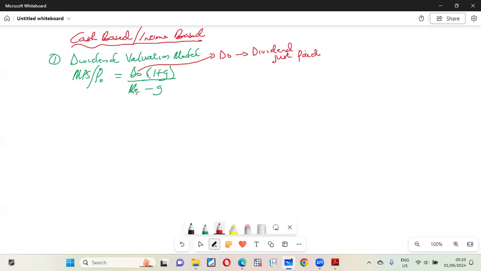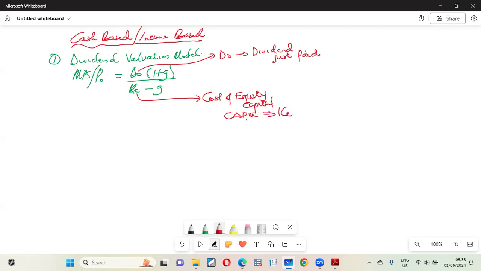What is Ke? Ke is the cost of equity capital, the cost of capital to the ordinary shareholders. All right, you need to be mindful of that. And how do we get the cost of equity capital? We use the CAPM model, the capital asset pricing model.